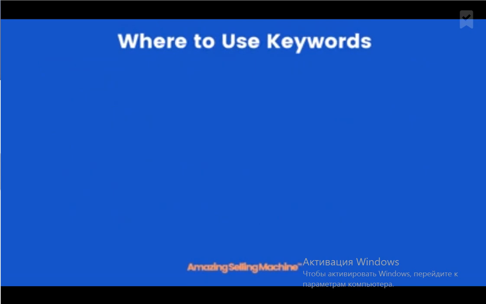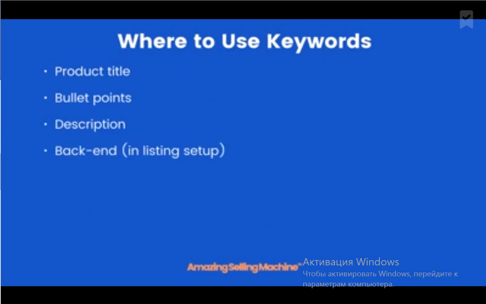Where to use keywords. First, the product title. Second, in your bullet points. We will also use them in the description, in the back end, and we're going to cover this in the listing setup later. Advertising on Amazon, and we'll also use them for advertising off Amazon.